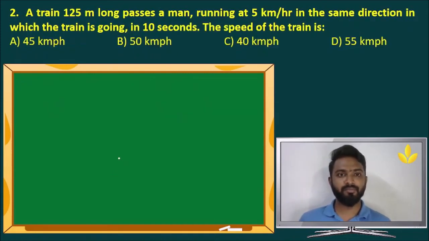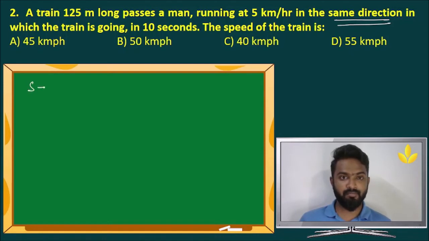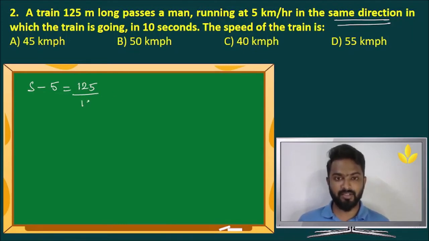Let's move on. A train 125-meter long passes a man running at 5 km per hour in the same direction in which the train is going in 10 seconds. The speed of the train is how much? Okay. So in the same direction, so the speed of the train minus the speed of the man. The man is running at 5 km per hour. 5. Minus because same direction. Speed equals distance by time. Distance is always obviously 125 meters divided by time is 10 seconds.